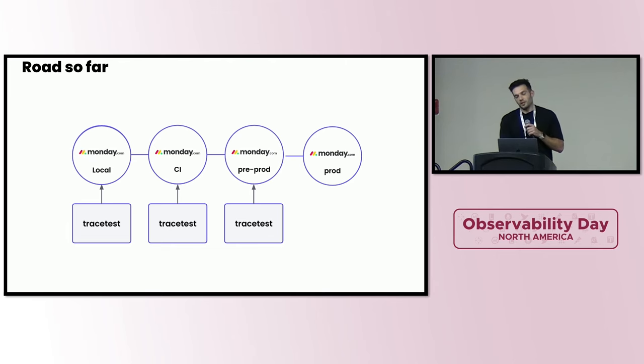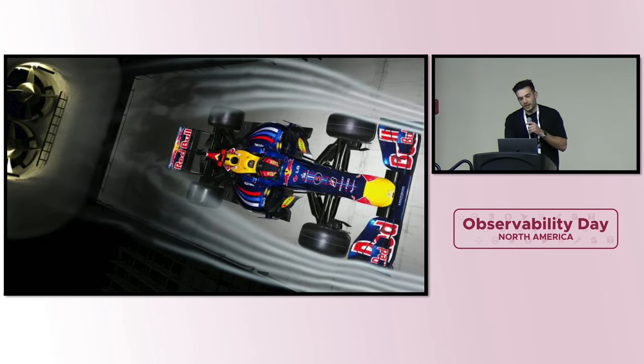Cool. So we have our trace tests in our CI, in our developer machines, and in our pre-production environments. But we are still confined to the warm, cozy environment of the wind tunnel. I'm not sure how warm it is inside the real wind tunnel, but you get the idea. Let's take our race car out to the track, to production.